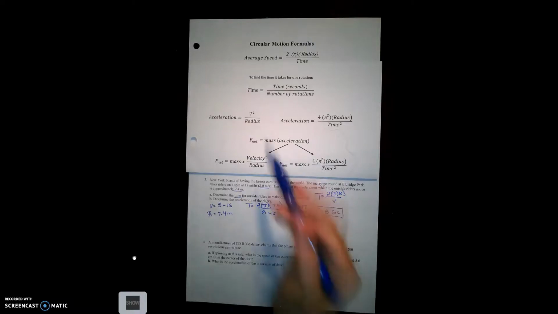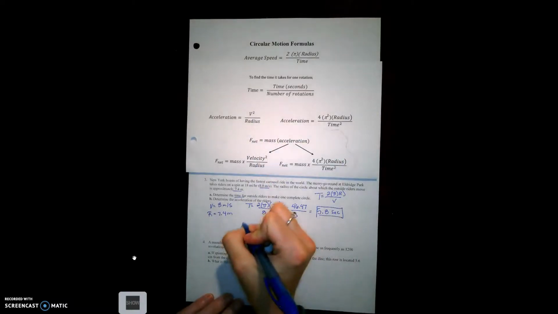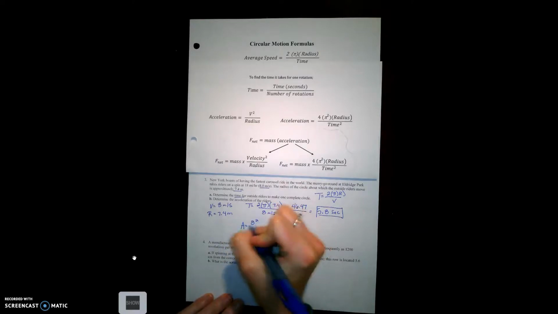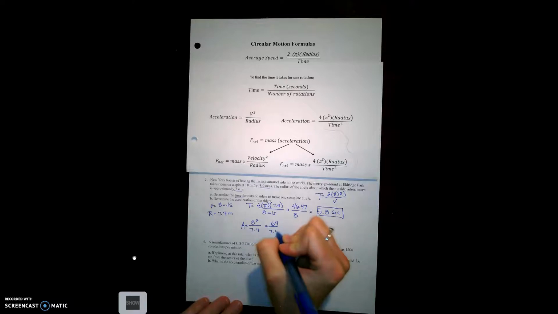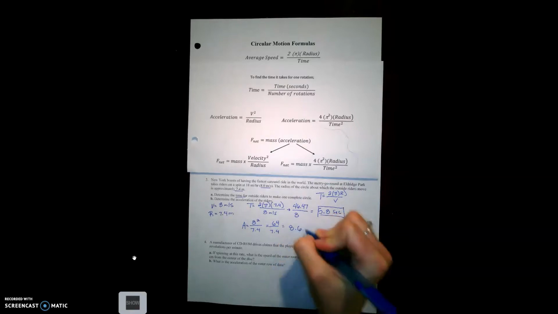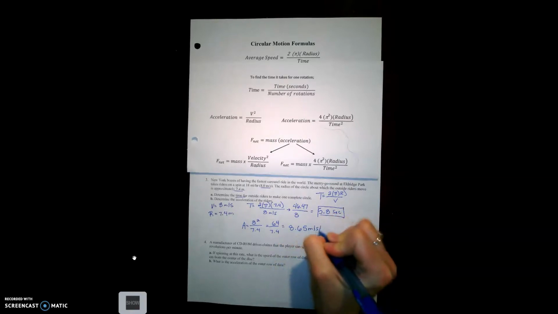And then we want to determine the acceleration. So we can look at our acceleration formula as velocity squared divided by radius, which is what we have. So we can go ahead and find that. So our acceleration is our velocity, which is 8 squared, divided by our radius, 7.4. 8 squared is 64. Bring over the 7.4, and you're going to divide those two numbers together. And you'll get 8.65 meters per second per second.